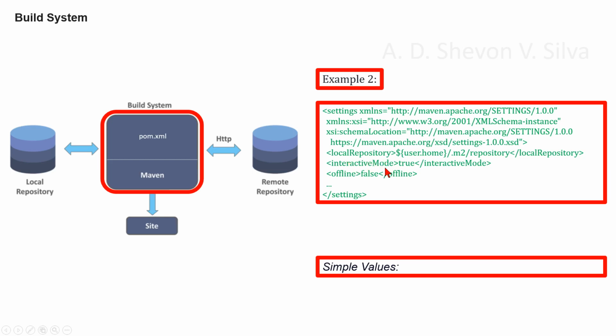Interactive mode: true if Maven should attempt to interact with the user for input, false if not. Default is true. Offline: true if this build system should operate in offline mode, default to false. This element is useful for build servers which cannot connect to a remote repository, either because of network setup or security reasons.